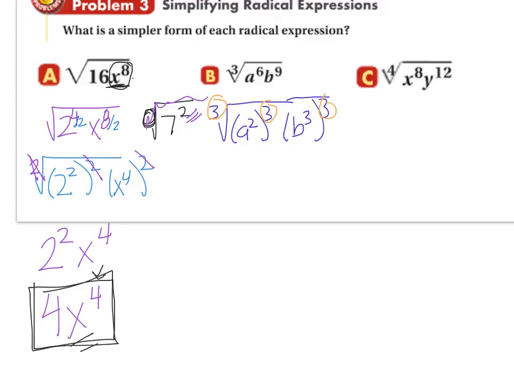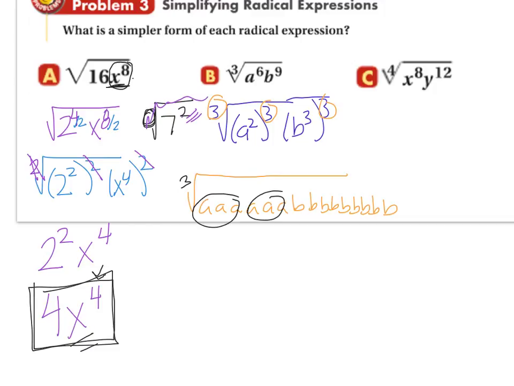Or again, you could look at groups of 3. If you want to do this the long way, you could rewrite this as 1, 2, 3, 4, 5, 6. 1, 2, 3, 4, 5, 6, 7, 8, 9. And you could look for groups of 3, because that's the same thing. Since this is the cubic root, anytime you have a group of 3 underneath, it represents one whole. So this would be 1. This is 2. This would be 1, 2, 3. It's the same thing here. These roots cancel each other out, leaving me with just a squared b to the third.